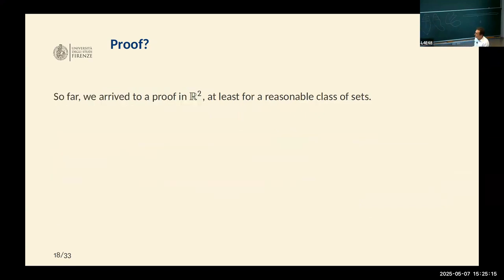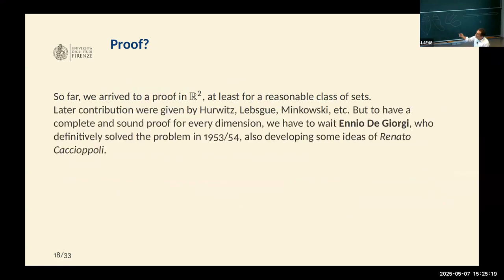Okay. So far we arrived at a proof in R2, and then it took more time to have a proof in Rn. Let me recall just Ennio De Giorgi and Renato Caccioppoli, two very important Italian mathematicians. Probably Ennio De Giorgi was the strongest Italian mathematician of the 20th century. And he finally gave a proof for every dimension around the 50s, using some ideas also from Caccioppoli.